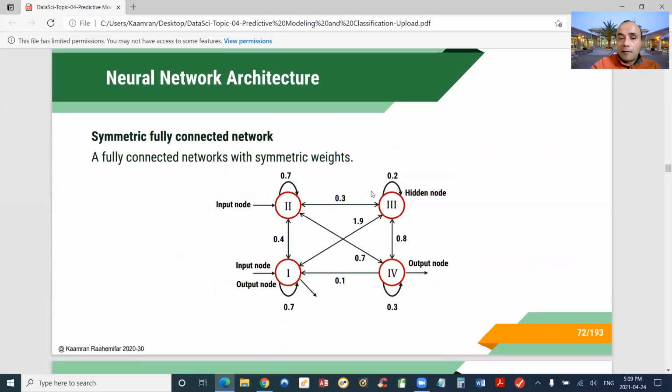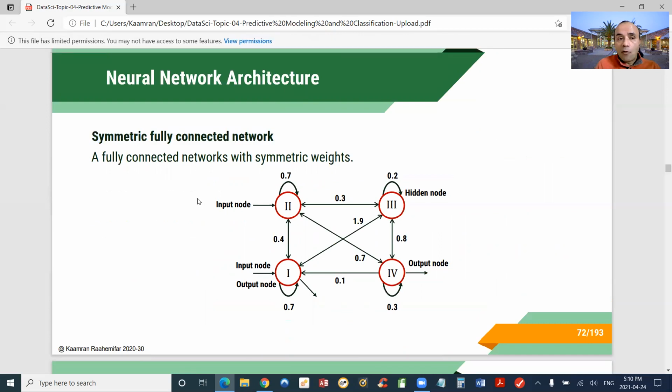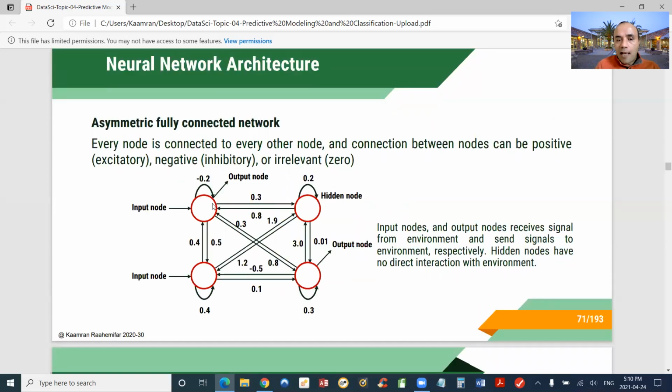Let's get to know another type of structure. Once again, these are the terminologies that you're going to be hearing about as you move to the advanced courses on neural networks. Symmetric, fully connected networks. Now, what does that mean? It means that these two are not sending signals one way. So in the previous one, the neuron had to send a signal here, and the weight was 0.3, and this neuron was sending a signal back here, and the weight was 0.8. That was an asymmetric, fully connected network.